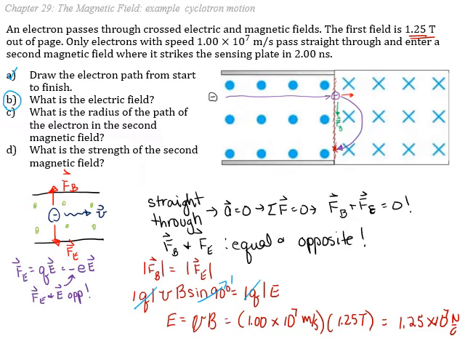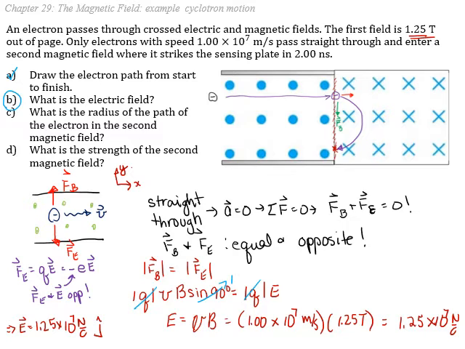So we know that our Fe points down because it has to balance with our magnetic force. That means that our electric field must point up. So there's our result. Our electric field is 1.25 times 10 to the 7 newtons per coulomb, straight up, or j hat, if we put in a coordinate system where positive x is to the right and positive y is up. Okay, there's part B done.